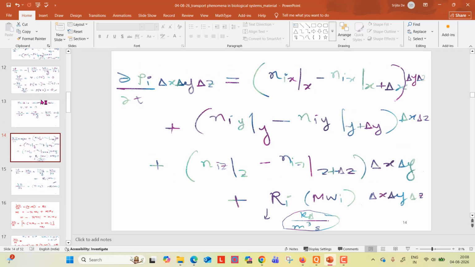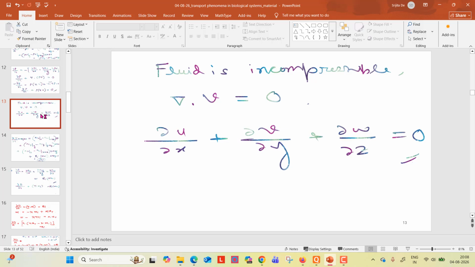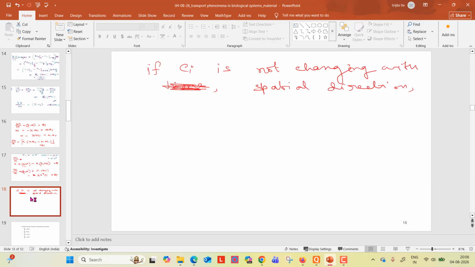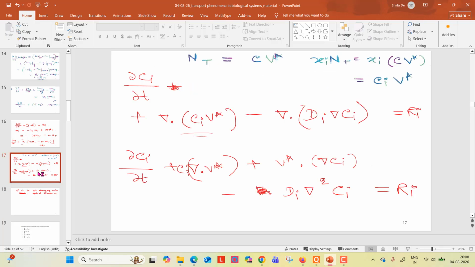In this case, we cannot call it incompressible, but basically the molar concentration is not changing in the spatial direction. So that term will reduce to... so this term will no longer survive, right? This term will no longer survive.